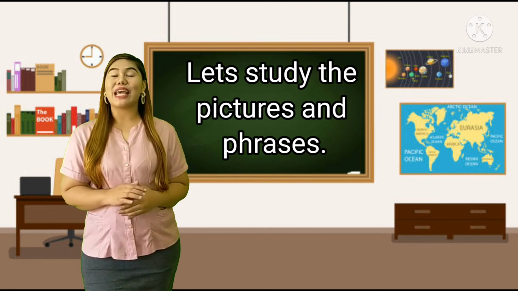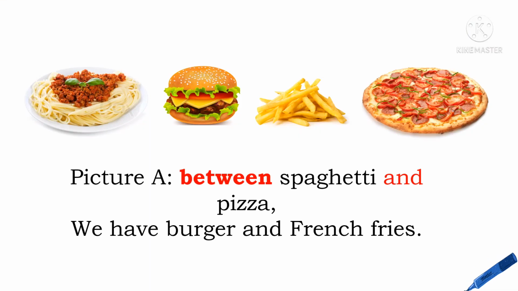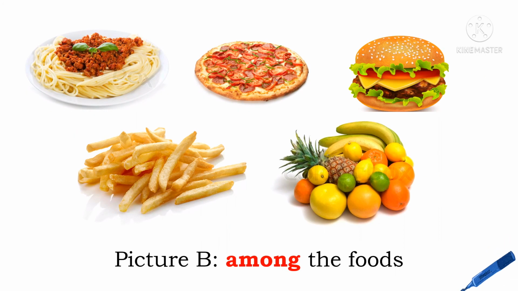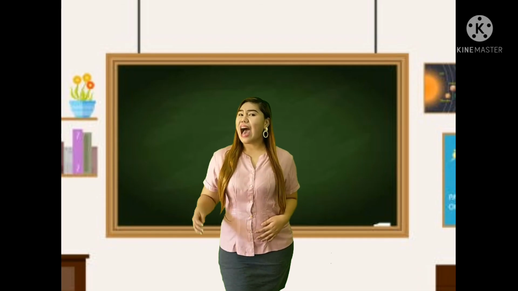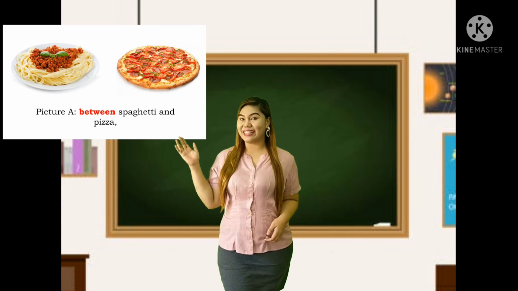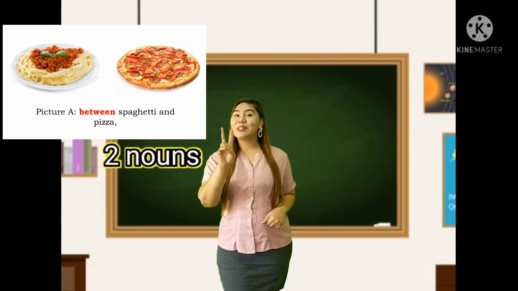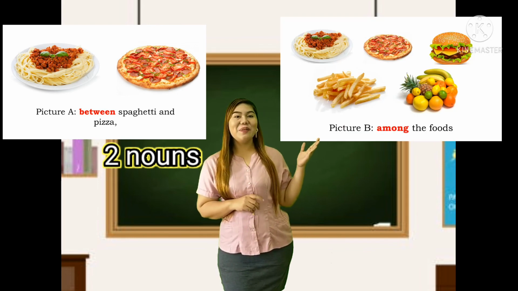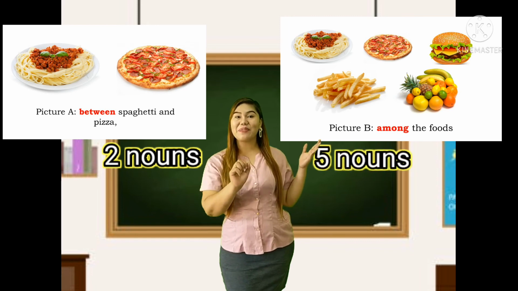Let's study the pictures and phrases. This is picture A. Between spaghetti and pizza, we have burger and French fries. Again, between spaghetti and pizza. Picture B. Among the foods. So kids, how many nouns are there in picture A? Alright, we have 2 nouns. How about in picture B? Very good. We have 5 nouns.